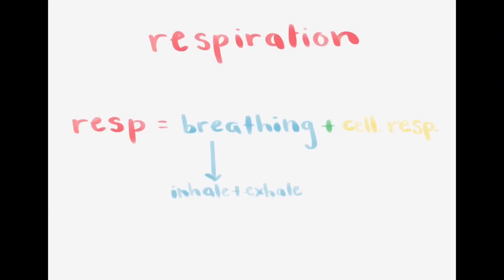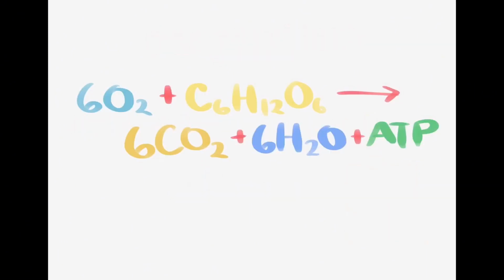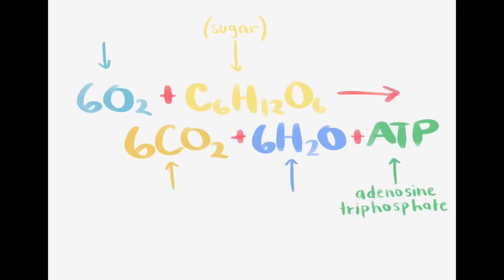Breathing is inhaling and exhaling. Cellular respiration is chemical reactions that release energy from food. Its chemical formula is this. Looks complicated, but let me explain it to you. Your body takes in oxygen and glucose, which is basically the sugar that your body needs, and converts it into carbon dioxide, water, and adenosine triphosphate, also known as ATP.